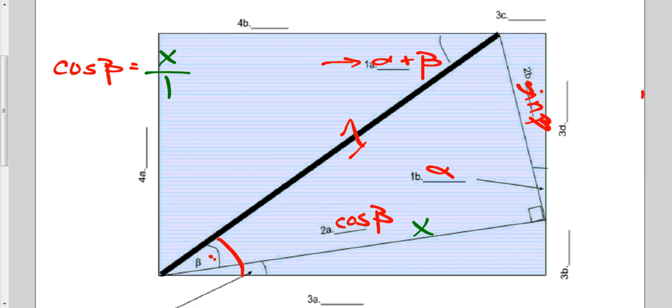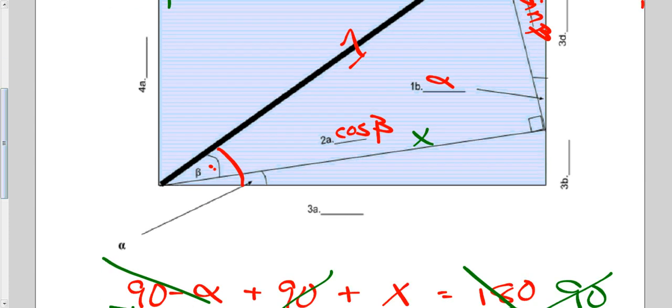I would pay attention to how this is being done because I'm going to ask you guys to do this on your own on the backside. Now, again, number 3, again, use your knowledge of trigonometry to determine the lengths of the following sides with respect to the angles and sides that you already know. So, 3A, this guy right here. What's the length of that guy?